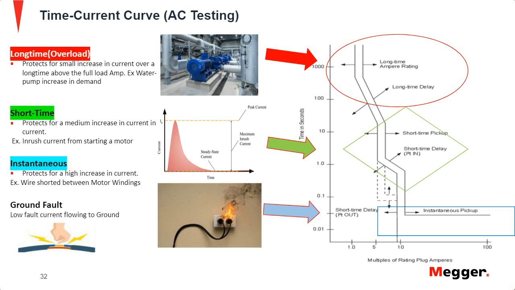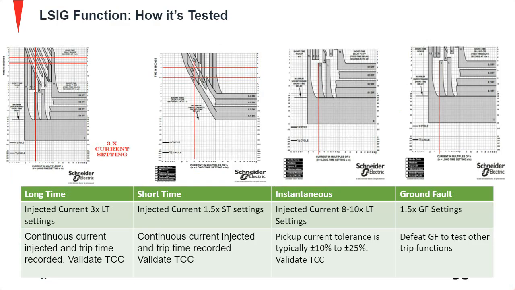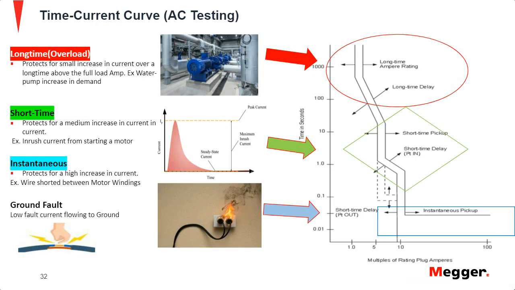So again, time current curve, we're looking at what each region means. So for long time, again, it's your overload protection. An example of that would be, and I guess that animation didn't work, but pretty much an example would be like if you had a water pump starting, right? You'll have a small increase of current. Your load will be a little higher for a certain amount of time. So you have long time protection in order to accommodate that and let that happen without tripping the breaker.